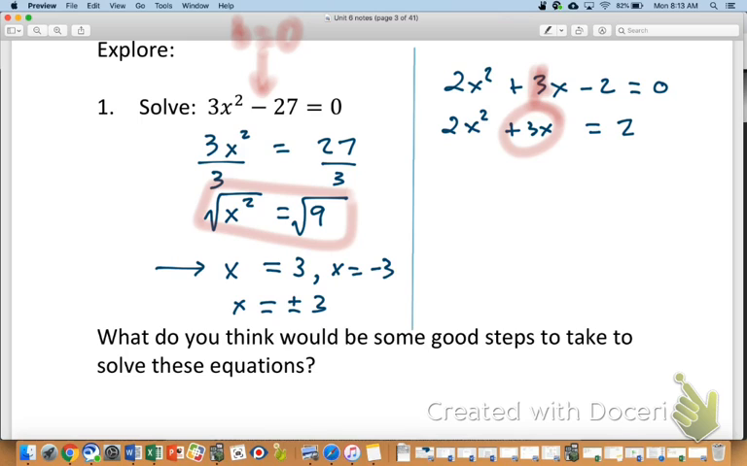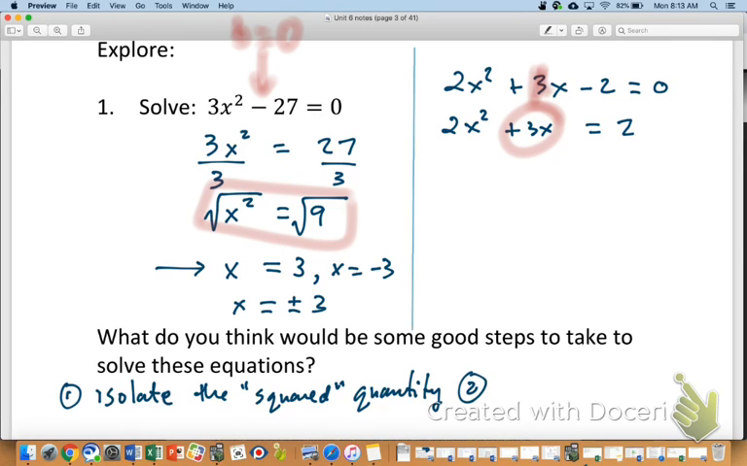Okay, so some good steps here. Step number 1, isolate the squared quantity. Step 2, square root both sides. That'll put you in a pretty good spot. So if you decide that the square root property is the right tool for the job, you want to get the squared quantity all by itself, and then you'll square root both sides. Don't forget the plus minus. That gives you a chance to do some more practicing.